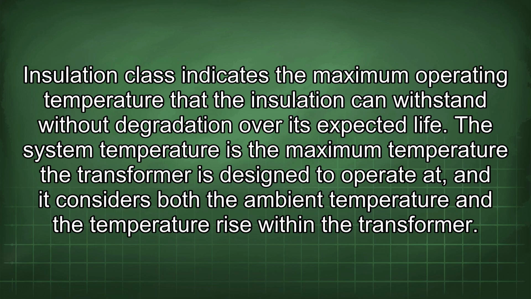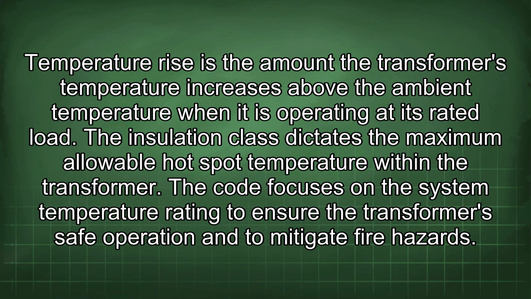The system temperature is the maximum temperature the transformer is designed to operate at, and it considers both the ambient temperature and the temperature rise within the transformer. Temperature rise is the amount the transformer's temperature increases above the ambient temperature when it is operating at its rated load. The insulation class dictates the maximum allowable hotspot temperature within the transformer. The code focuses on the system temperature rating to ensure the transformer's safe operation and to mitigate fire hazards.